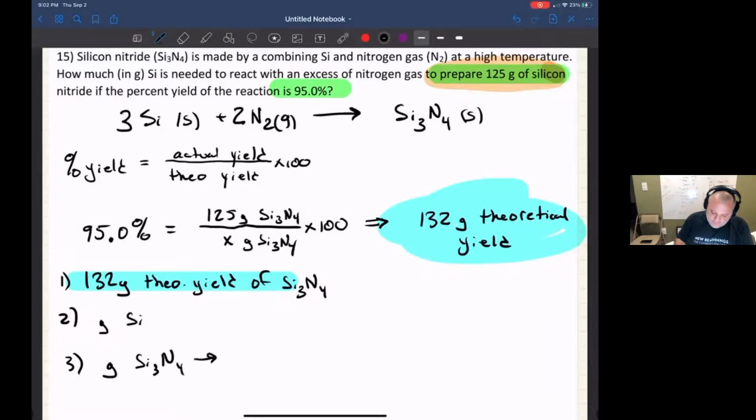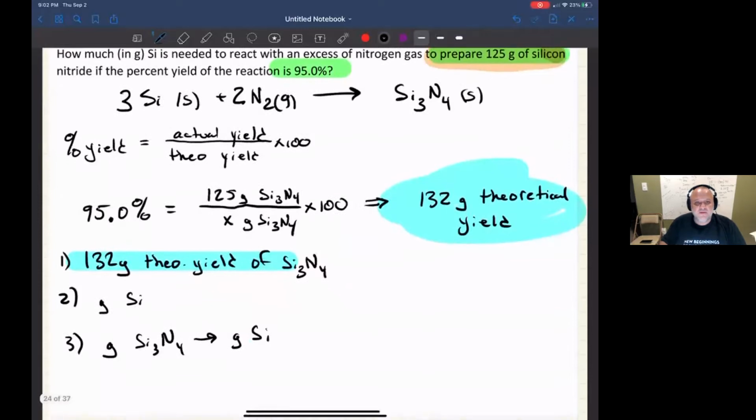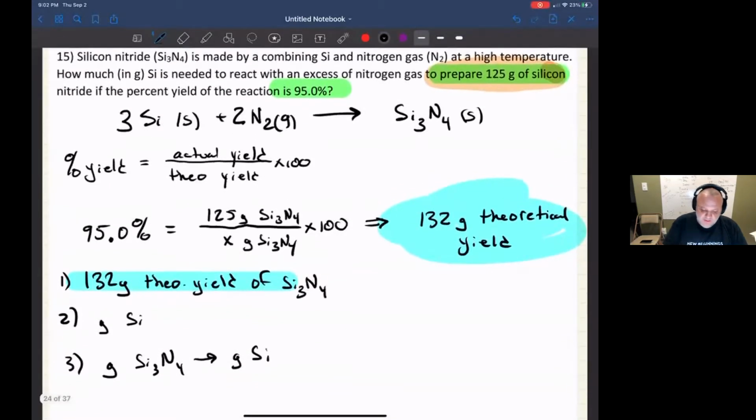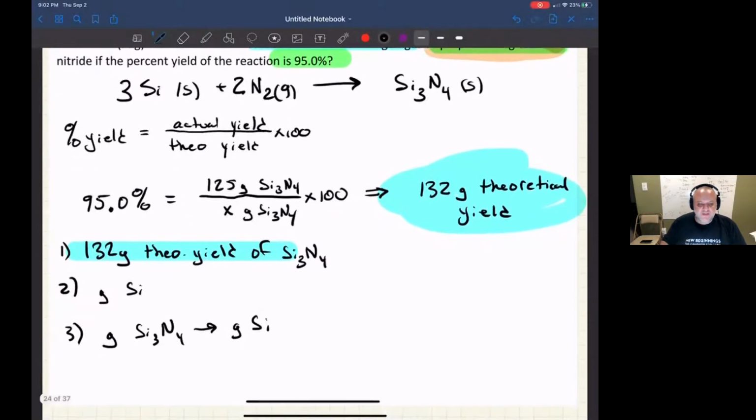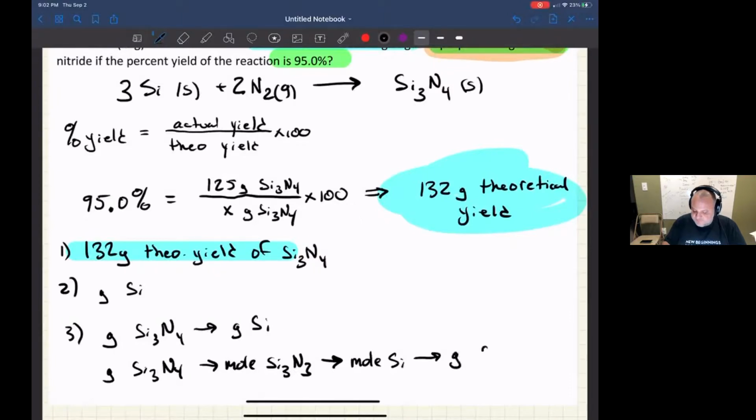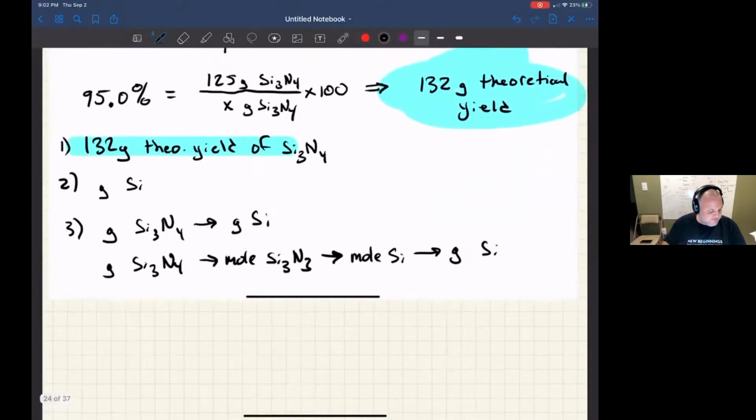to grams of silicon. At this point, it is just a basic stoichiometry problem in a situation where there's excess of one of the reagents, so it's not even a limiting reagent problem. I'm going to go from grams of silicon nitride to moles of silicon nitride, and then use the stoichiometry of the reaction to get to moles of silicon. And then from moles of silicon, I can get to grams of silicon.